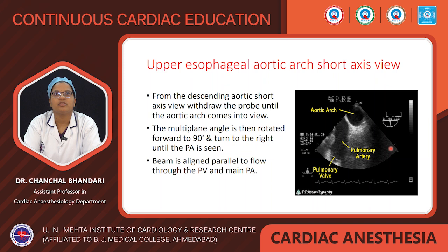Next view is the upper esophageal aortic arch short axis view. From the descending aortic short axis view, we have to withdraw the probe slightly until the aortic arch comes into view, and the multiplane angle is then rotated forward to 90 degrees and turned right until the PA is seen, pulmonary artery. So this is the pulmonary artery and pulmonary valve, they are aligned parallel, so the beam can be aligned parallel.